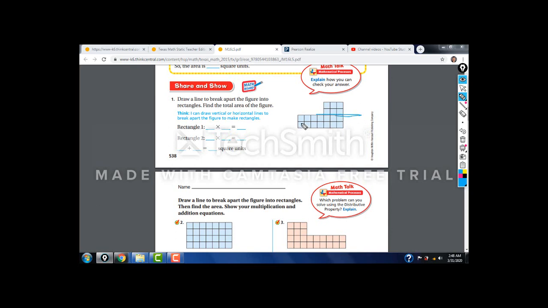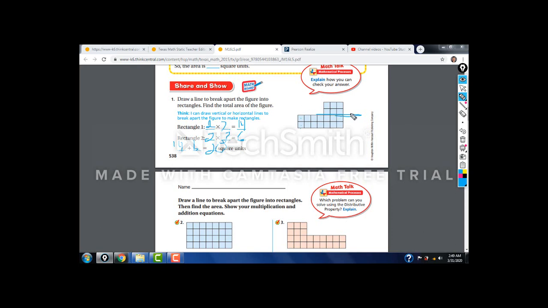So this is 1, 2. Rectangle 1 is 2. Then the width is 1, 2, 3, 4, 5, 6, 7. That gives me 14. The other one is 1, 2. The width is 3. Gives me 6. When I add those two products, I get a total of what? 20 square units. Again, I can go back and check by counting each one.